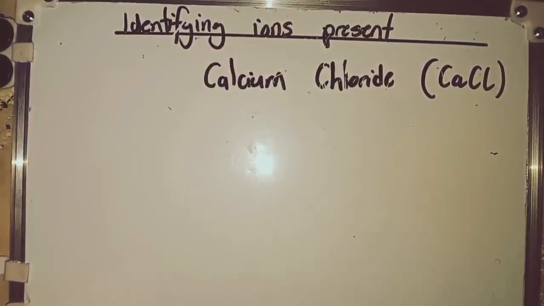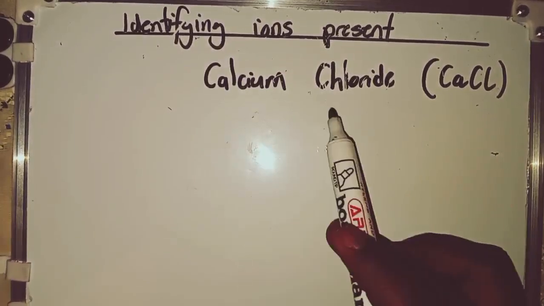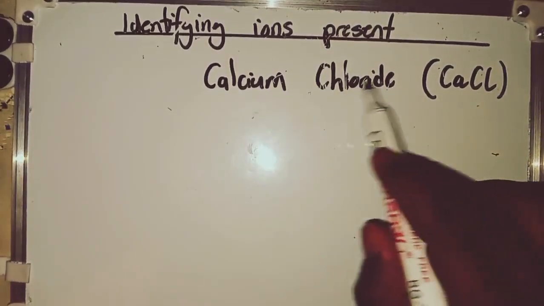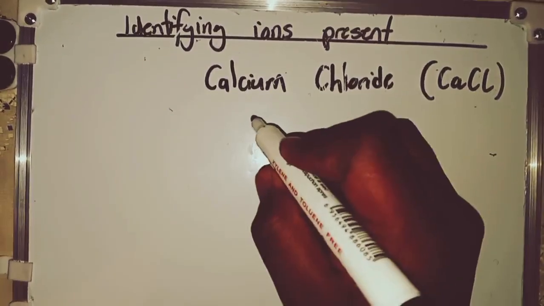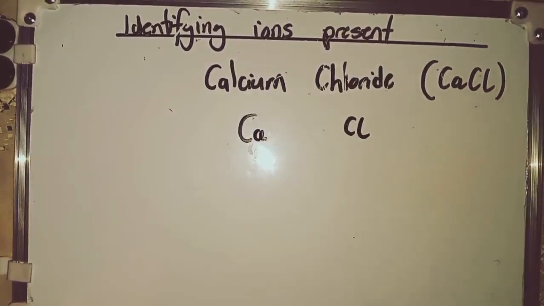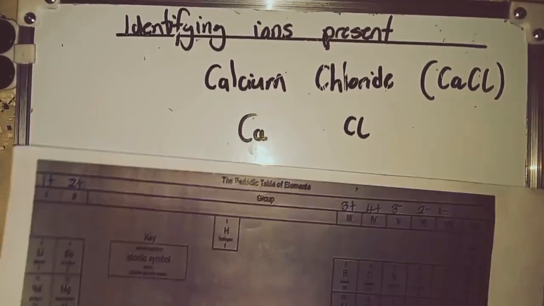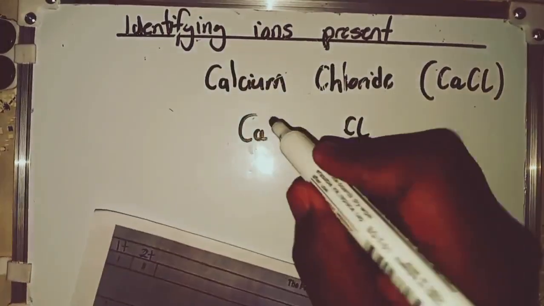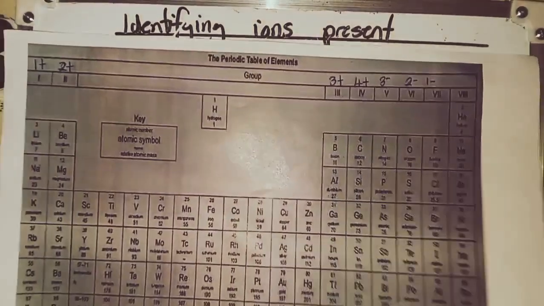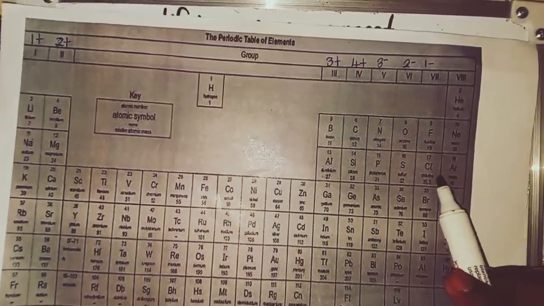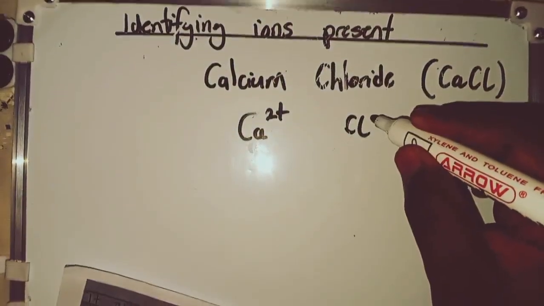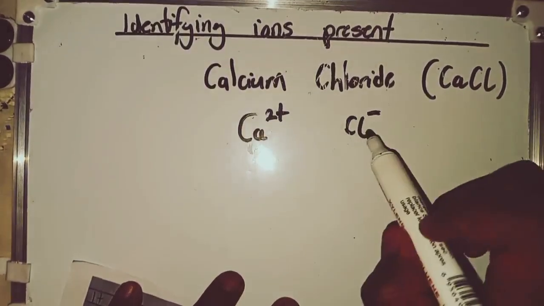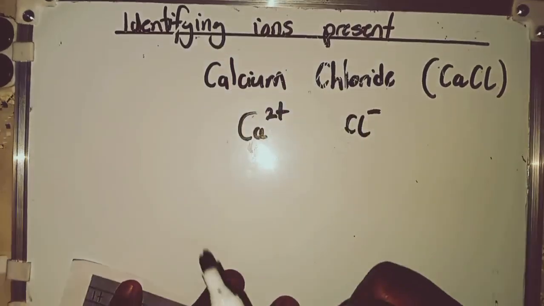Now let's identify ions present in a compound. We've got calcium chloride. Calcium chloride is a compound formed from calcium and chlorine. So calcium is in group 2, so it has a charge of 2 plus. Chlorine is in group 7, so it forms a charge of minus. It's 1 minus, so it's just minus. We don't write 1 minus when it's 1. So these are the 2 ions present in calcium chloride.